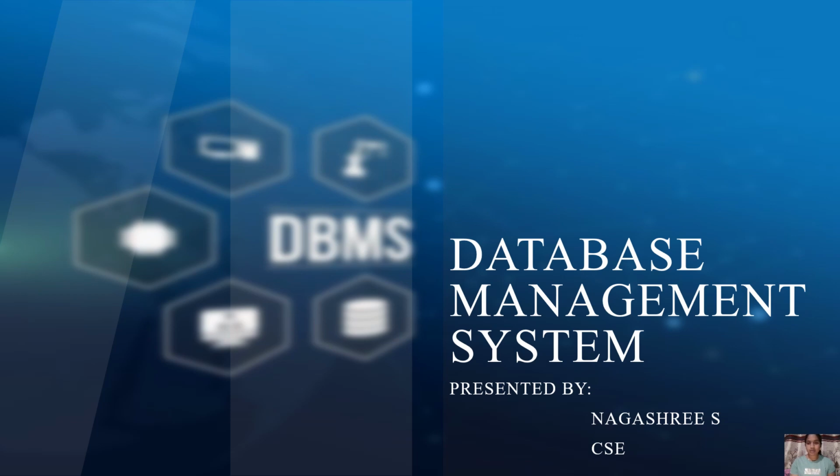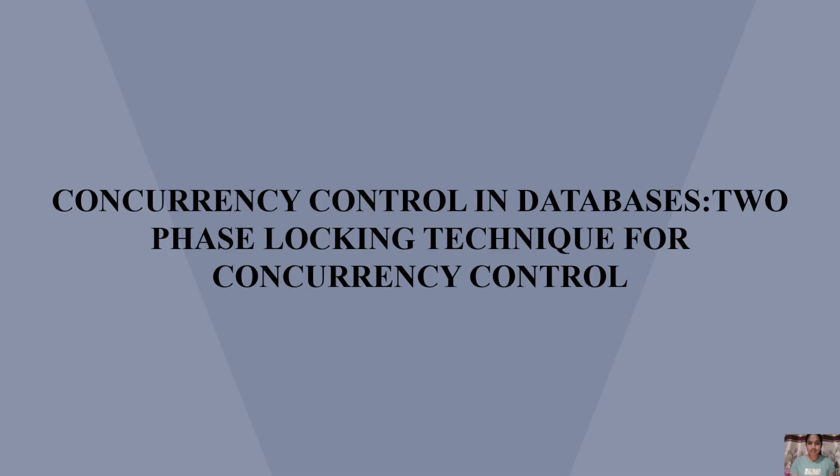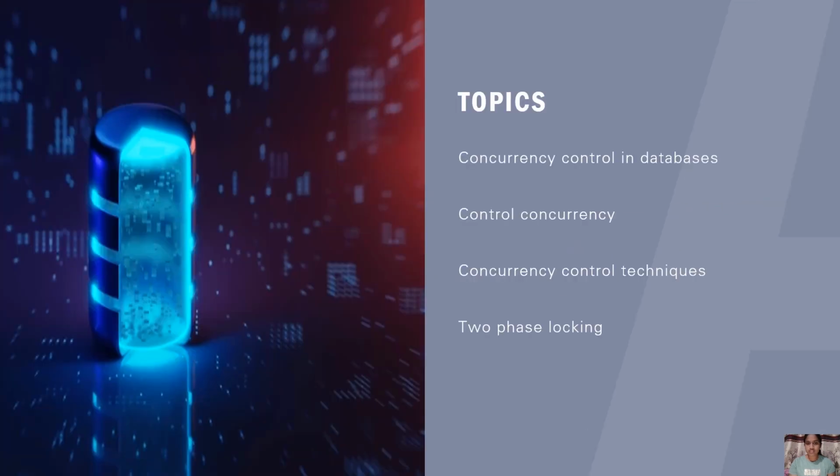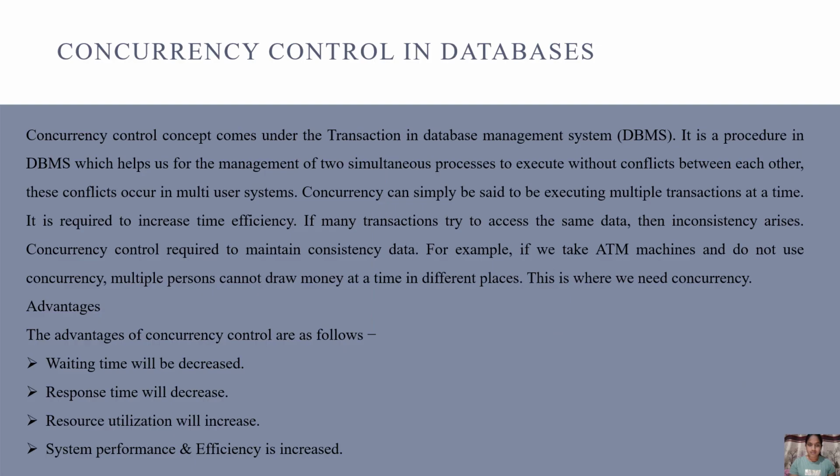Today, let us learn about the subject database management system. The topic we are going to discuss today is concurrency control in databases, that is, the two-phase locking technique for concurrency control. The topics we discuss today are concurrency control in databases, control concurrency, concurrency control techniques, and two-phase locking. Now, let us learn about concurrency control in databases.